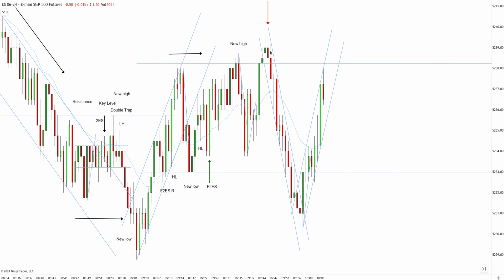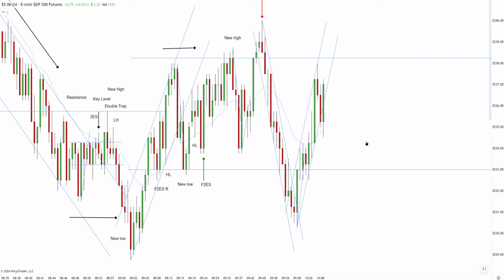But look at this steep leg down. You just don't know when you're watching this in real time that there's not going to be a retest. Most of the time they will. Okay, now we have a failed second entry short again.